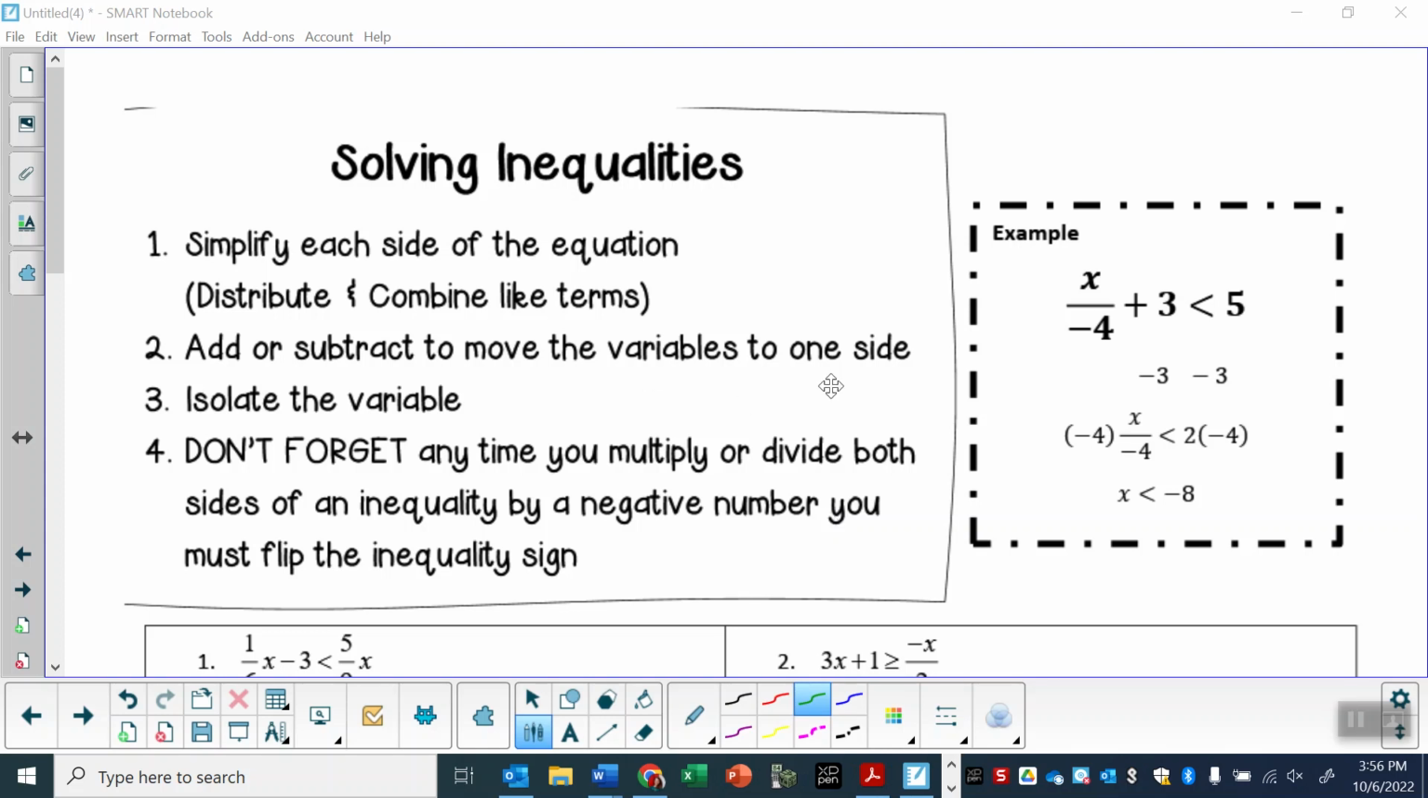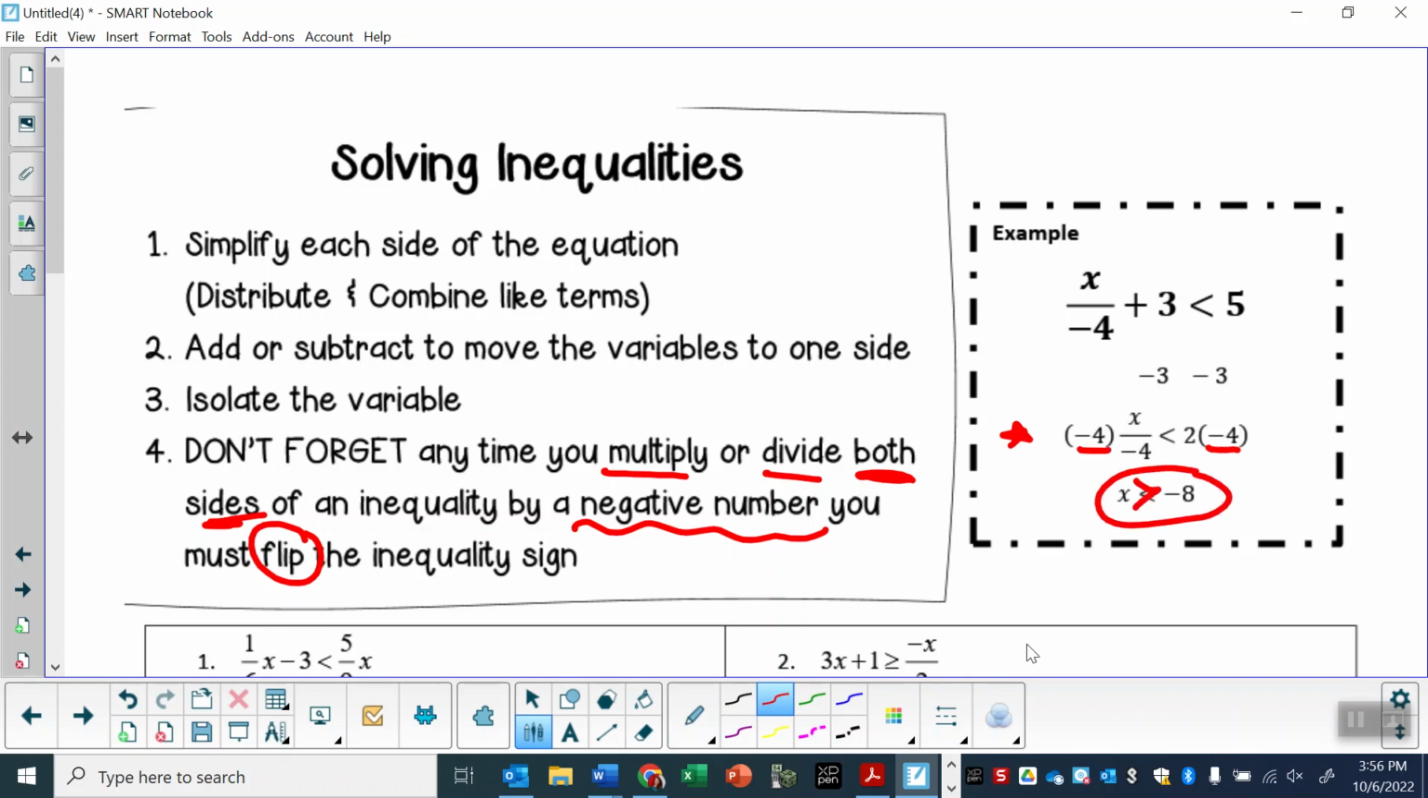Okay, the next part of these notes, solving inequalities. The biggest thing to remember when you're solving inequalities: anytime you multiply or divide both sides of the inequality by a negative number, you need to flip the inequality sign. So in this example, you're multiplying both sides by -4, so this inequality sign needs to be flipped.